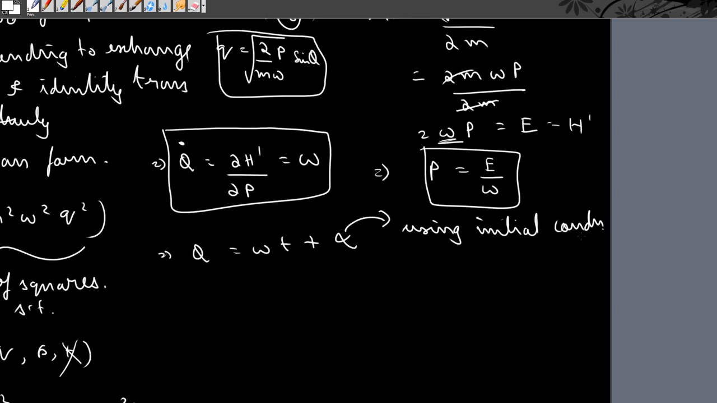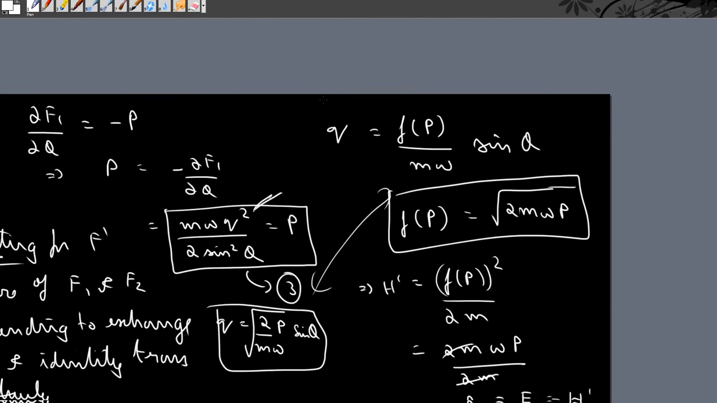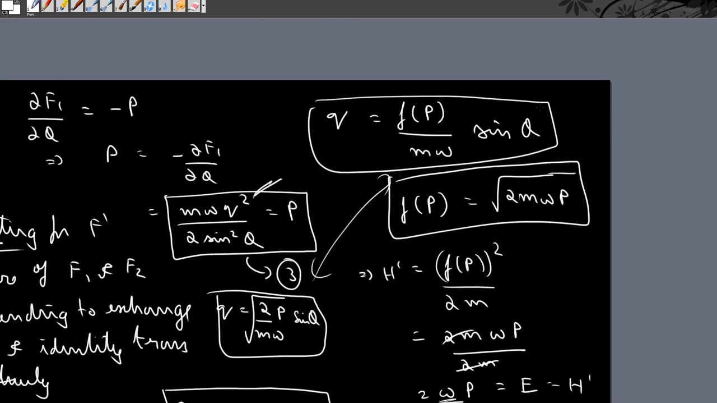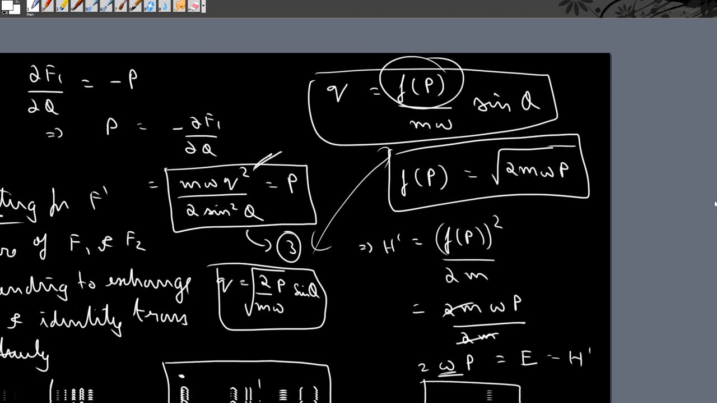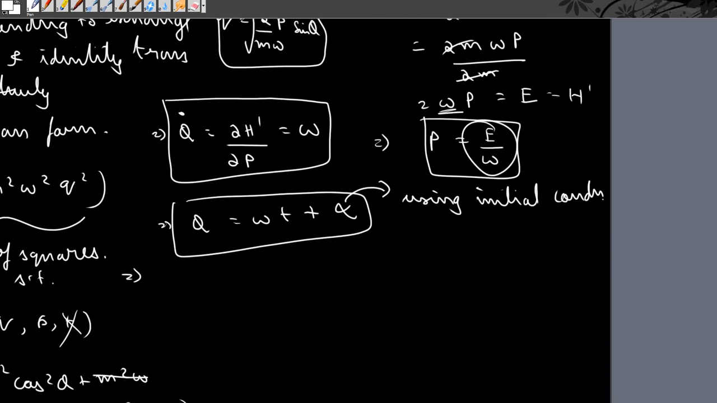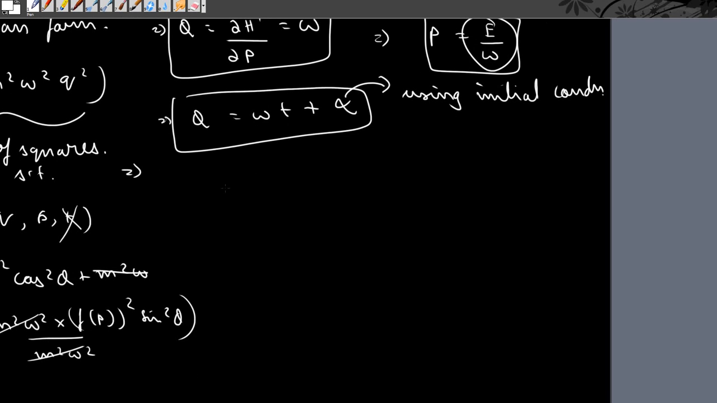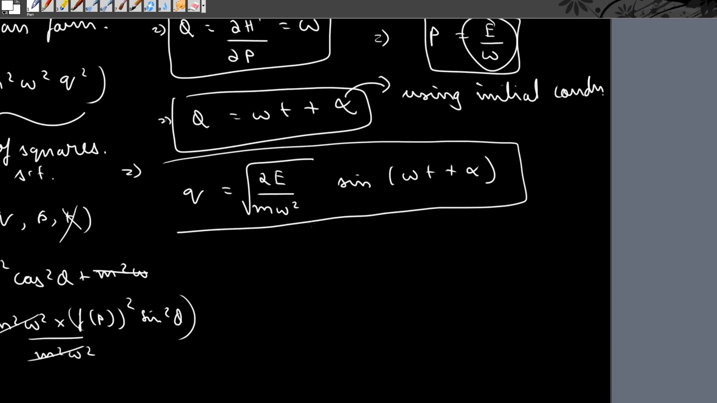Now this implies that substituting Q as omega t plus alpha in our equation for small q here, and substituting for f of P of course in terms of energy and omega, what we get is that our q will be equal to root of 2E by m omega square sine of omega t plus alpha, which is the well-known solution for the simple harmonic motion in Cartesian coordinate form.